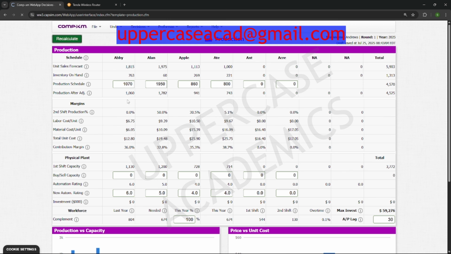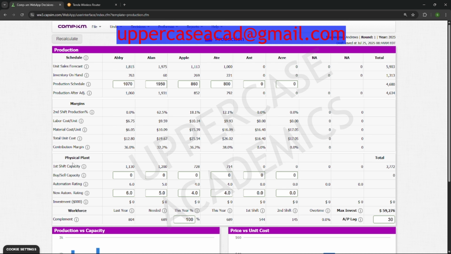Now you'll realize that my production after adjustment is lower than what I've inserted in my production schedule, or what I'm planning to produce. The reason is, with the production after adjustment, maybe while moving the sensors from one place to another, some of the sensors broke, or maybe they didn't meet the quality of the company, so maybe they were removed from the original batches.